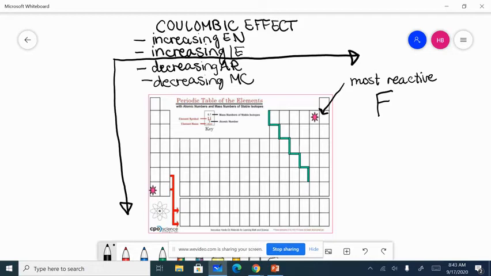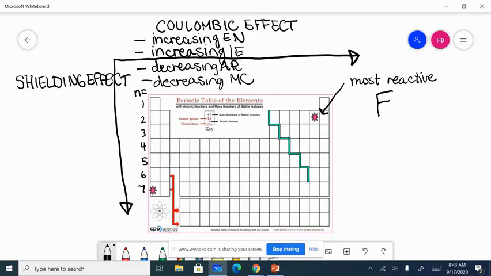Now let's go down the family. This is caused by the shielding effect. So as we go down, we're increasing the principal energy level or the number of full electron shells. So the number next to here, this 1, 2, 3, all the way down to 7, is called my N number, and that's the number of electron shells. As we increase the number of electron shells, there is increased shielding. So those full electron shells shield the valence electrons from the pull of the protons in the nucleus.